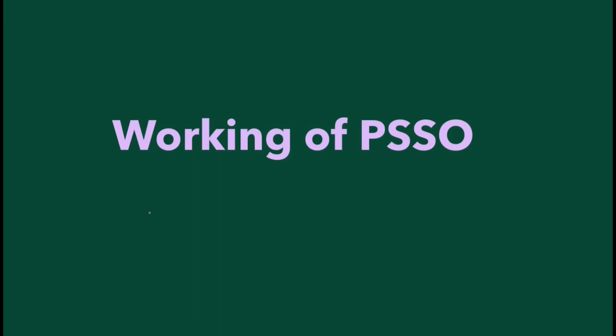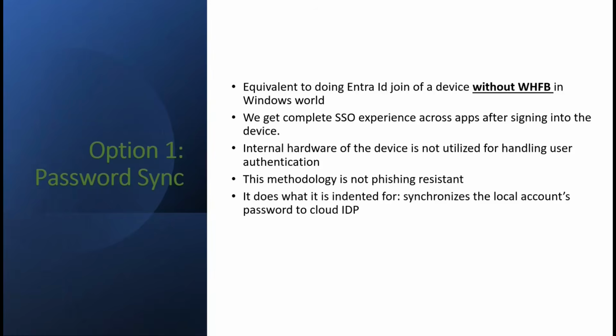So we are going to take a look at the working of the first option, that is password sync. Think of the experience of password sync as equivalent to a device which is Entra ID joined, but which does not have Windows Hello for Business implemented in it, if you are coming from a Windows world. So let's say that you have a Windows device, and the device is Entra ID joined. Now if Windows Hello for Business is not there in the device, then what will we do?